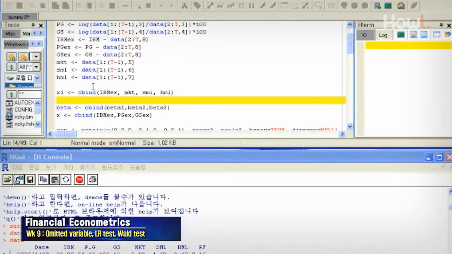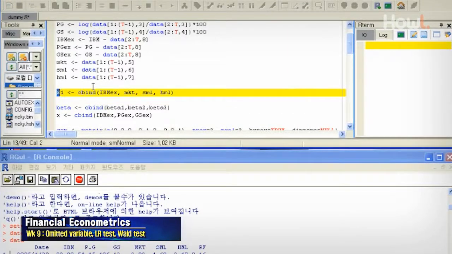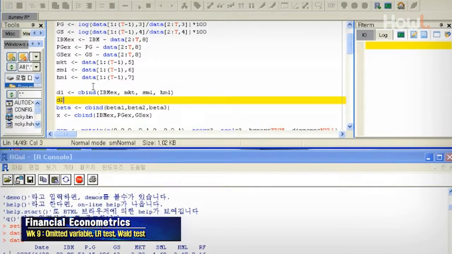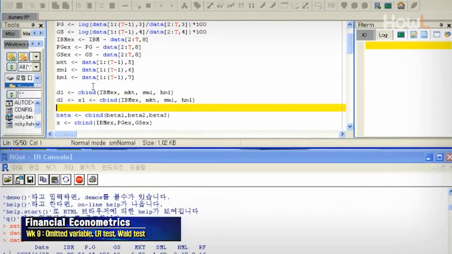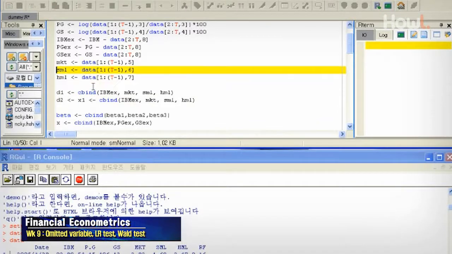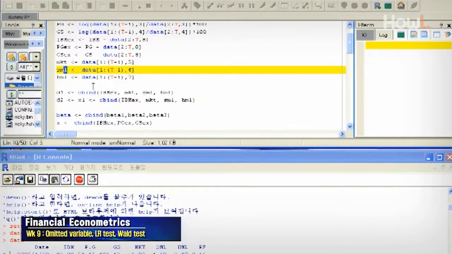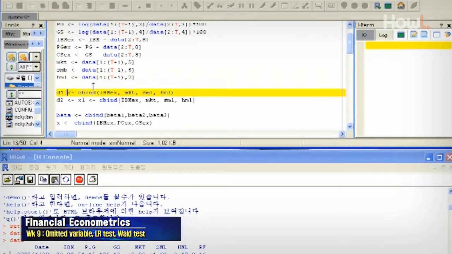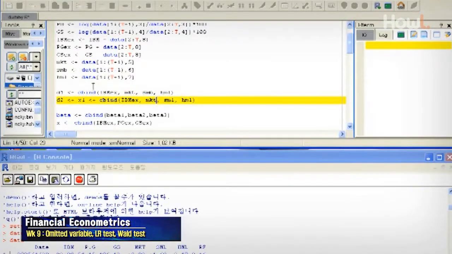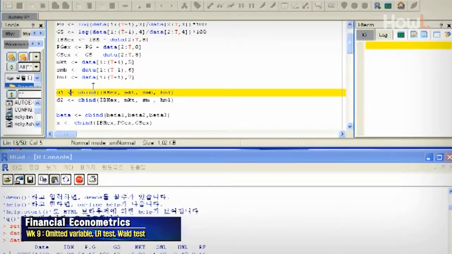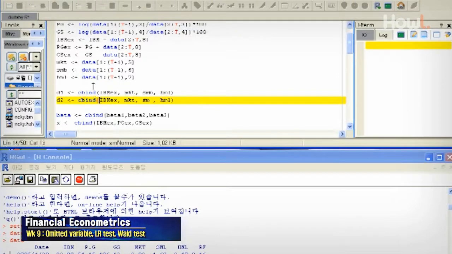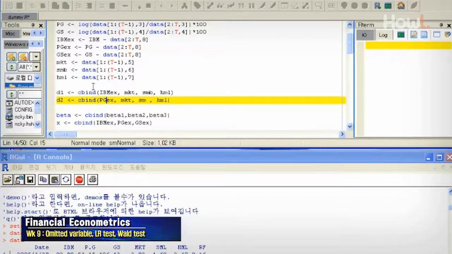And no, it's maybe D1, D2. SMB. Right. It should be SMB actually. Oh, small minus big. No? Yeah. Small minus big. Small minus big. So this is PG EX.